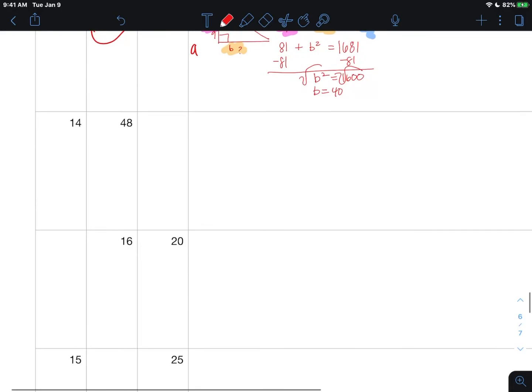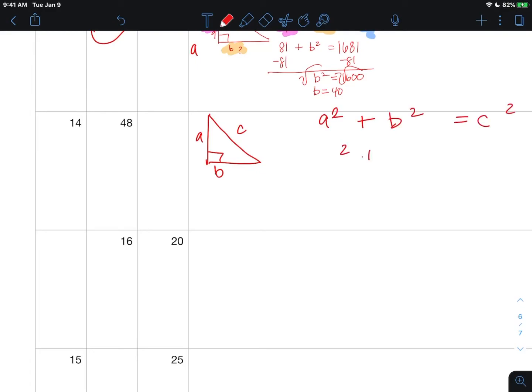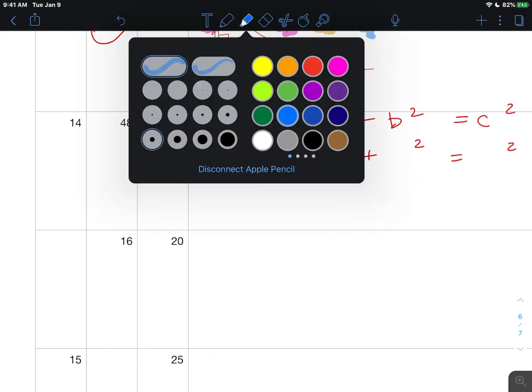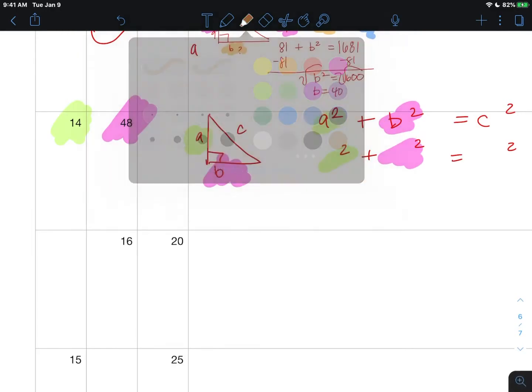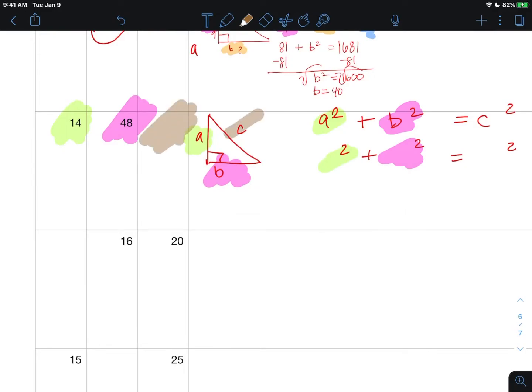Okay, let's look at the next one. Let's go ahead and draw a triangle in, right angle, A, B, C. Write in our formula. Okay, let's go ahead and label them. So I'll do this lime green for A, pink for B, and this brown for C.